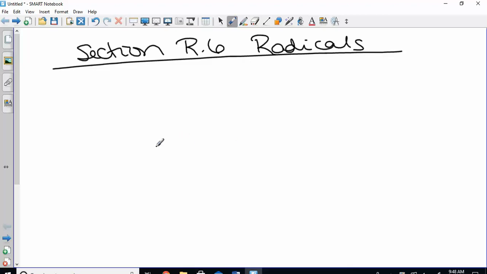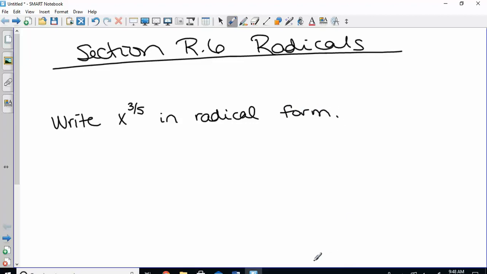So we just got done with the rational exponents, and we can go back and forth between the two. If I said to write x to the 3/5 in radical form, so x to the 3/5 is how you would have seen it in the last section. If I want to write it with a radical, like we would see it in this section, which number goes outside?